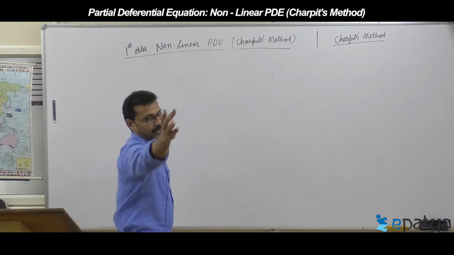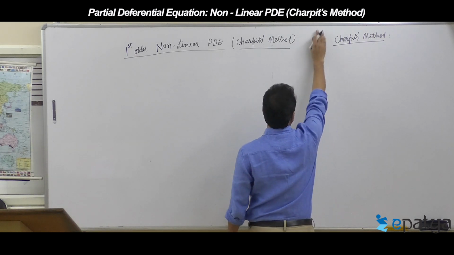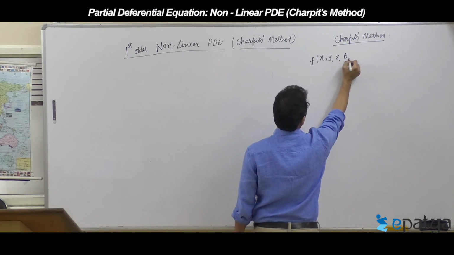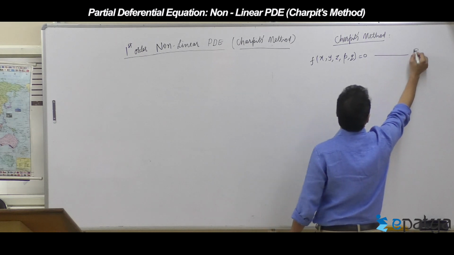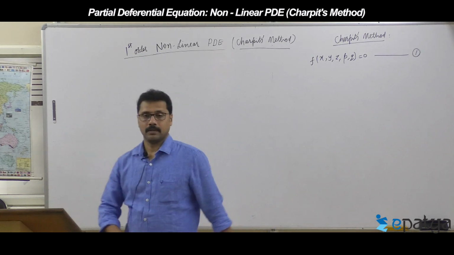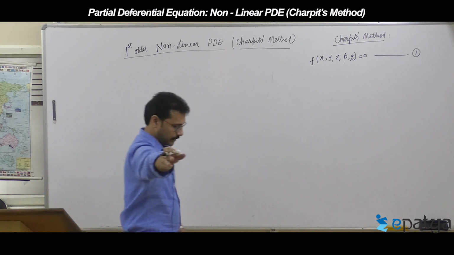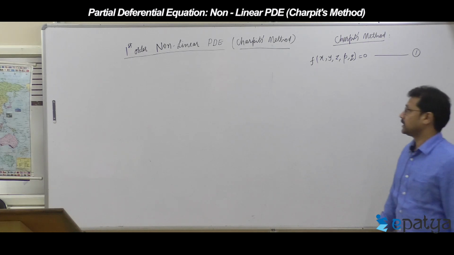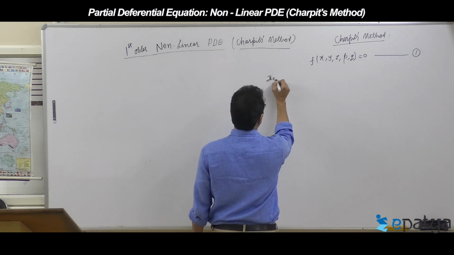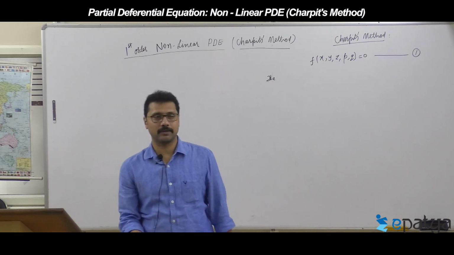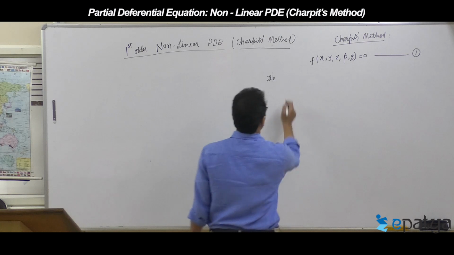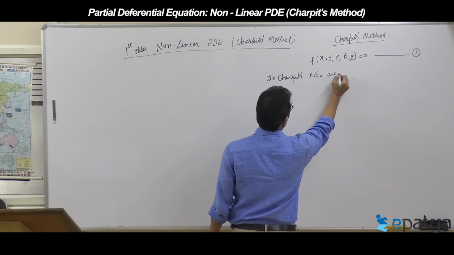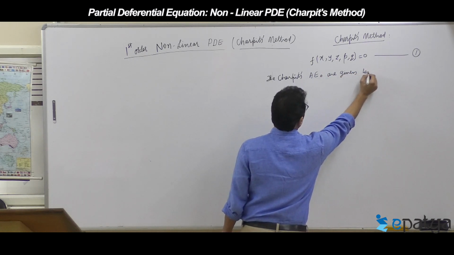Let the given differential equation be of the form f of x, y, z, p, q equal to 0. The Charpit's auxiliary equations are given by. The way we had auxiliary equations of Lagrange's, we also have now Charpit's auxiliary equations.